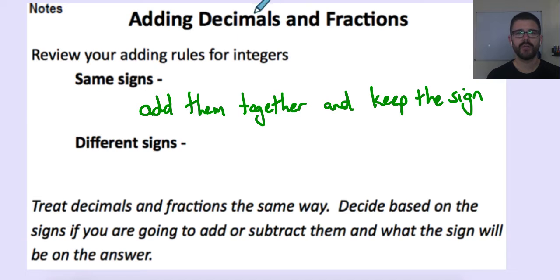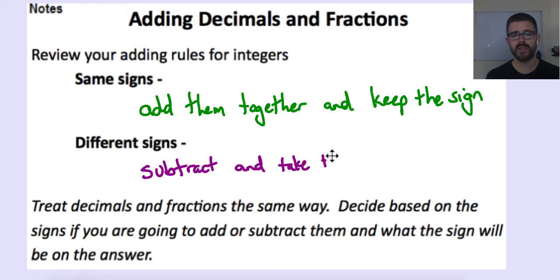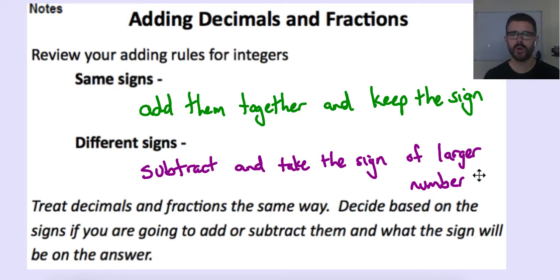If they have different signs, this is when we're going to subtract. Think of them as battling, the positives versus the negatives, and take the sign of the larger number. If the negative number is larger than the positive, then we know the sign is going to stay negative. You're going to treat your decimals and fractions the exact same way.